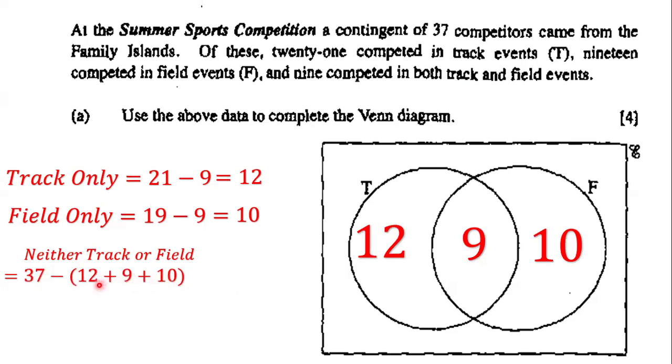And so let's add them. 12 plus 9 plus 10. What is 12 plus 9 plus 10? Well, if we add them, it's going to give us 31. And 37 minus 31 is 6. And so that means that the number of competitors that competed in neither track nor field equals 6, right? So there are 6 competitors who competed in neither track nor field.